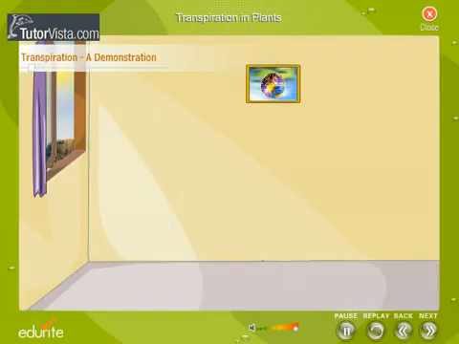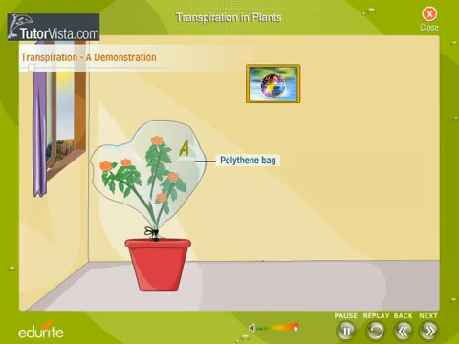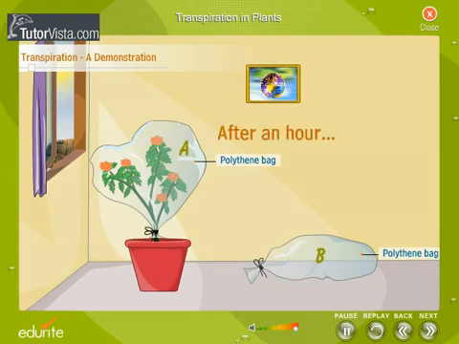Let us perform a simple experiment to show that transpiration takes place in plants. Take a medium-sized, well-watered potted plant. Cover it with a transparent polythene bag A and tie its mouth at the base of the stem. Next to the potted plant, place an empty polythene bag B with its mouth tied. Expose this setup to sunlight for an hour or two.